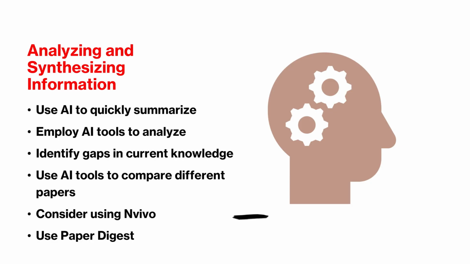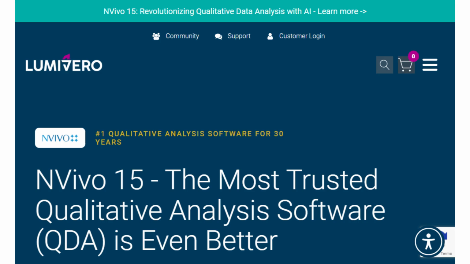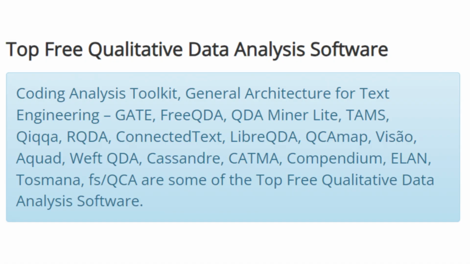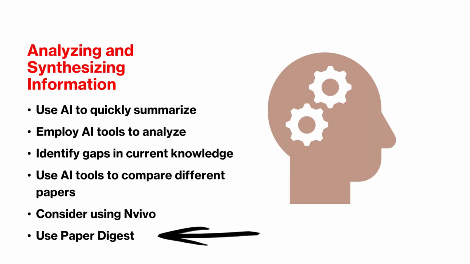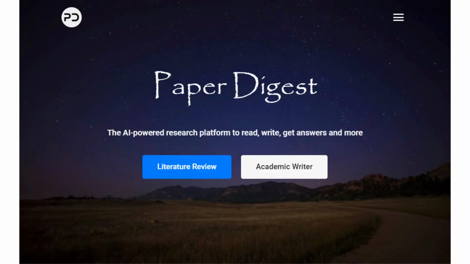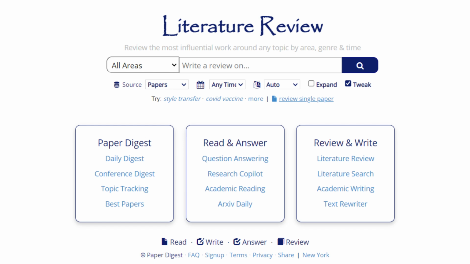For qualitative analysis, consider using Vivo. It's a robust tool for thematic coding and analyzing patterns in textual data. You can also try some free alternatives. Paper Digest simplifies the process of comparing studies and extracting key insights. It provides an overview of findings across multiple papers, making your analysis more efficient.